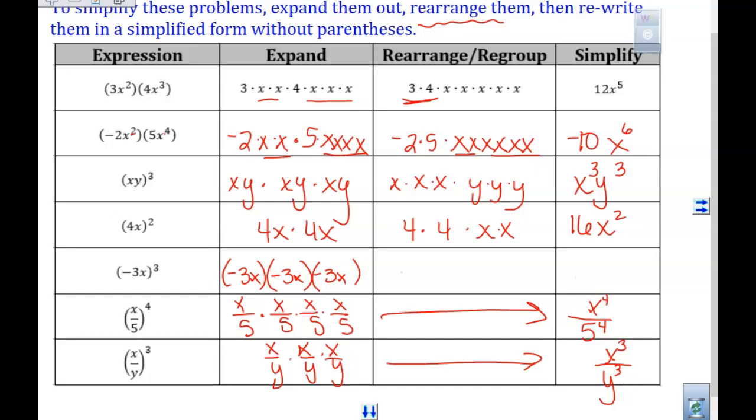So if I go back to this one, I need to rearrange it with -3 times -3 times -3. Then I'm going to have my 3 x's. When I start multiplying, -3 times -3 leaves me with 9. 9 times -3 leaves me with -27, correct? -3 to the 3rd is -27, and then I'm going to have x to the 3rd.